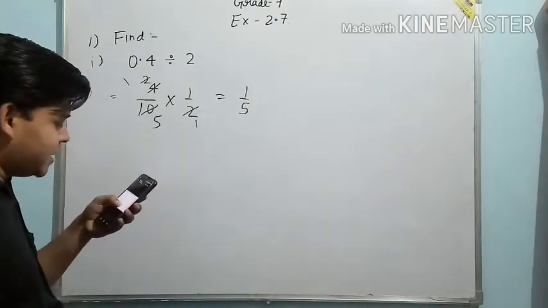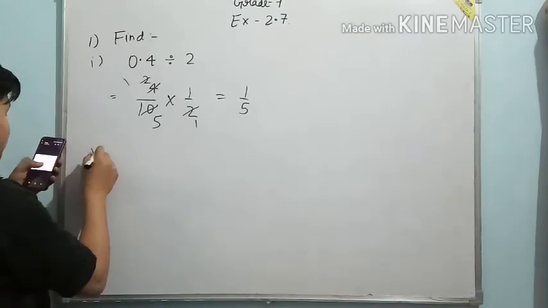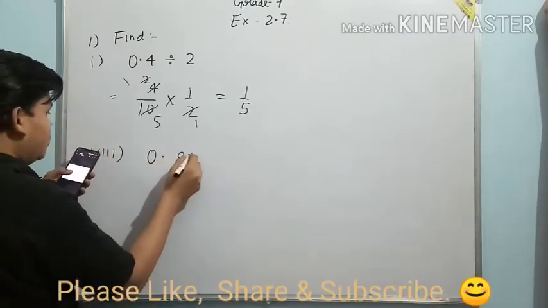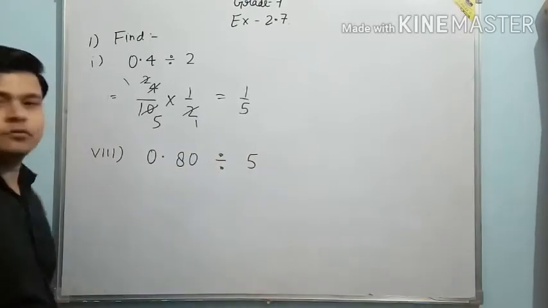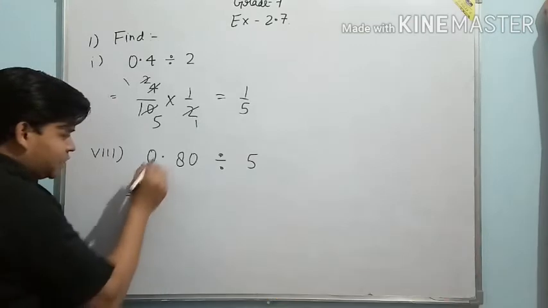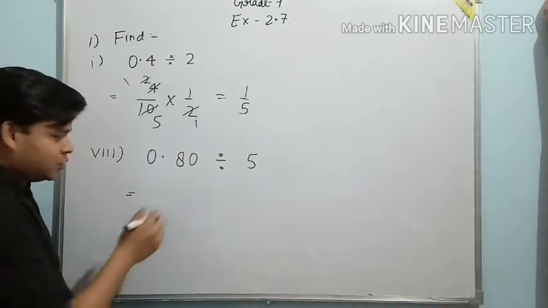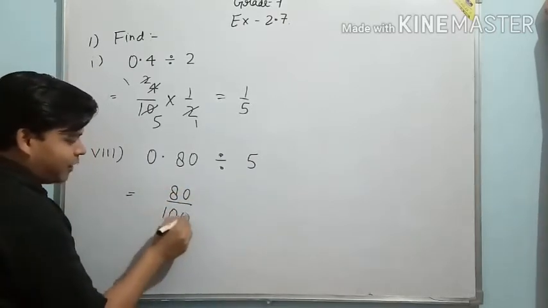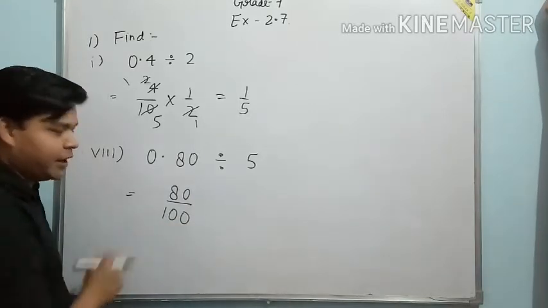Similarly, let's take another example. Say its last part, I think this is the 8th part, which is 0.80 divided by 5. So how will we solve this? Once again, after decimal we have two digits, so we will write only 80, and as we have two digits after decimal, we will write two zeros with 1, that means 100 here.